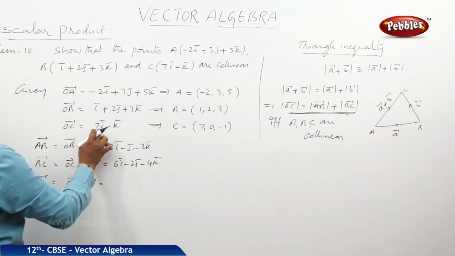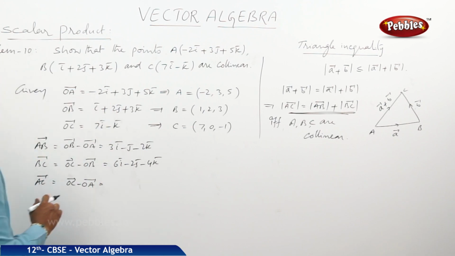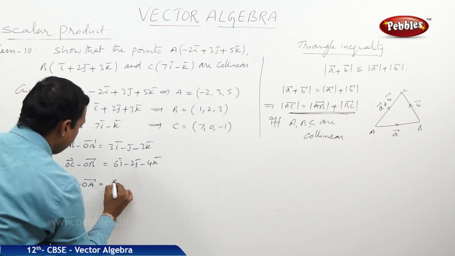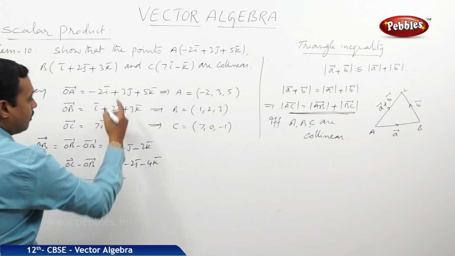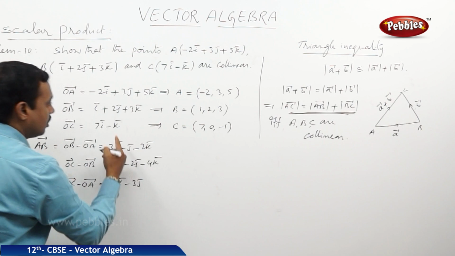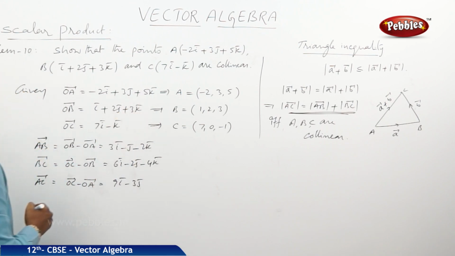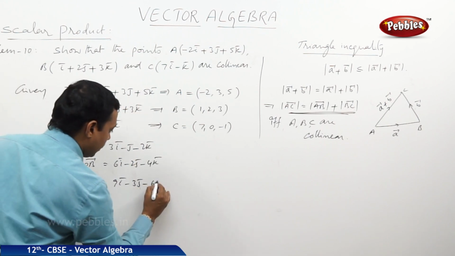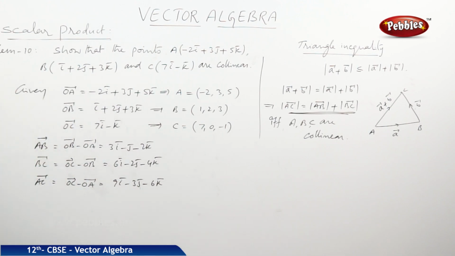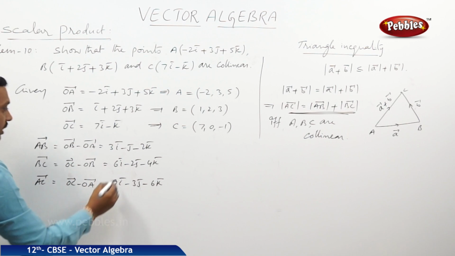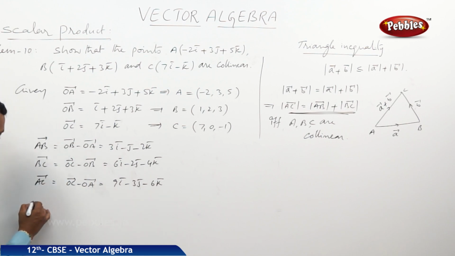OC minus OA: 7i plus 2i, 9i; minus 3j; minus k minus 5k, minus 6k. Now the three vectors AB, BC, AC are defined. Now let us find the magnitudes of the three vectors.